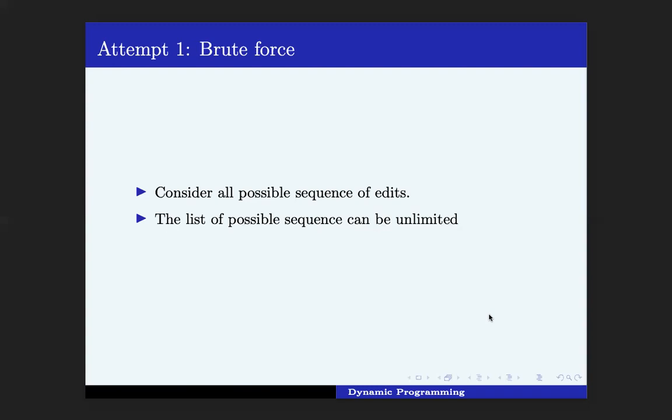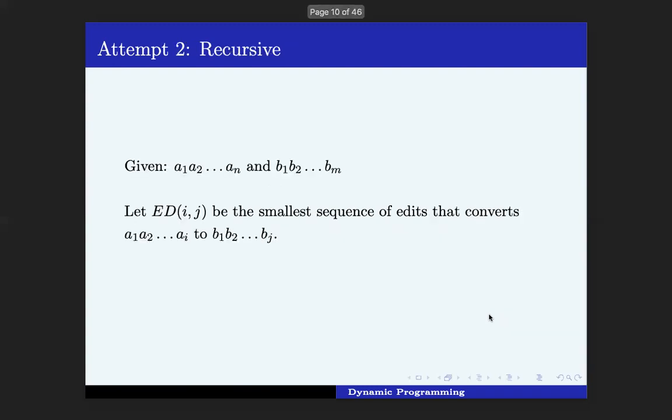But the question is, can we do better than that? Can we come up with a less than exponential time algorithm? And of course, the main idea is using recursion. This is something that we have done over and over again. I don't know if you came up with anything of this kind when we were thinking about this. So the main idea is again that you consider the smallest sequence of events that converts A1 to Ai into B1 to Bj. It is very similar to the LCS kind of stuff that we did.